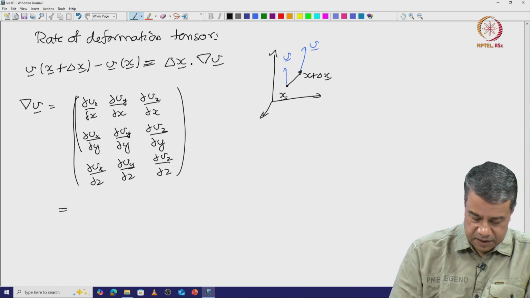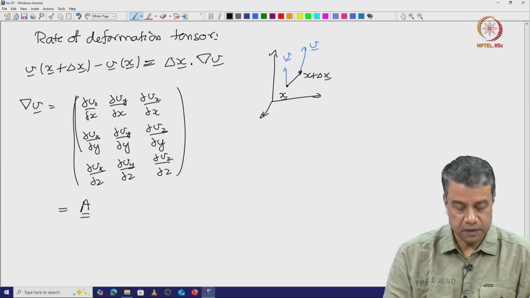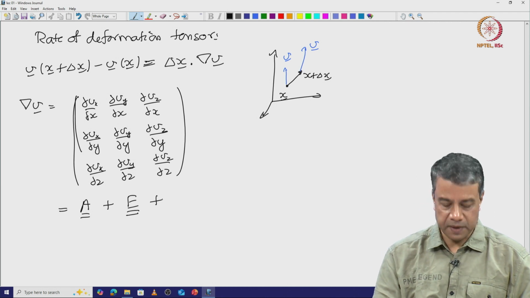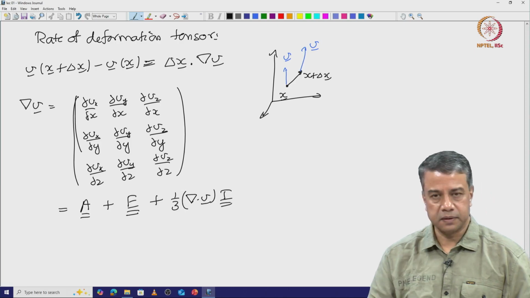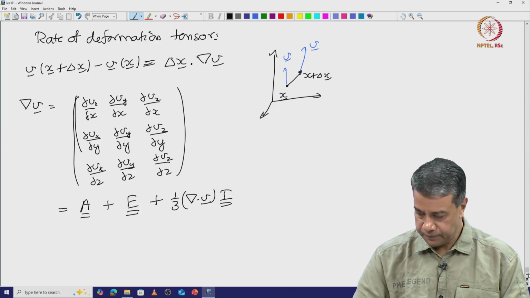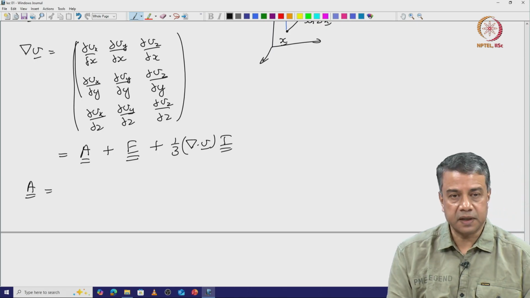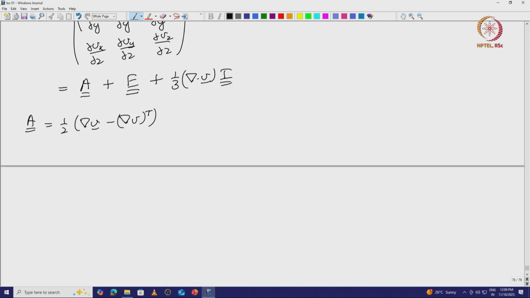This can be written as the sum of an antisymmetric tensor, plus a symmetric traceless tensor plus an isotropic tensor, which is basically 1/3 divergence of velocity times I. Where this antisymmetric tensor, antisymmetric matrix, is equal to 1/2 of gradient of velocity minus gradient of velocity transpose, where the transpose represents the interchange of the row and column indices.